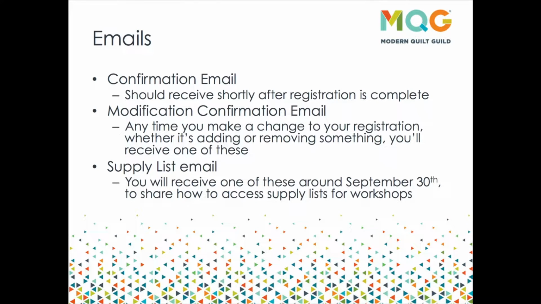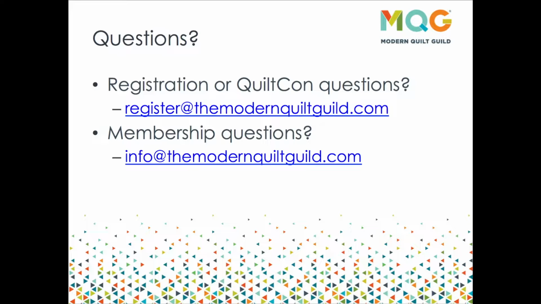Speaking of emails, there are roughly three different sorts of emails that you may receive from us outside of a waitlist offer email. One is the confirmation email, and you should receive that within 5 to 10 minutes of your registration being completed. Another is a modification confirmation email. You'll receive one of those anytime you go in and make changes to your registration, whether it's additions or removals. There's also a supply list email. You'll receive that email right around September 30th, and it will give you instructions on how to access supply lists for workshops.